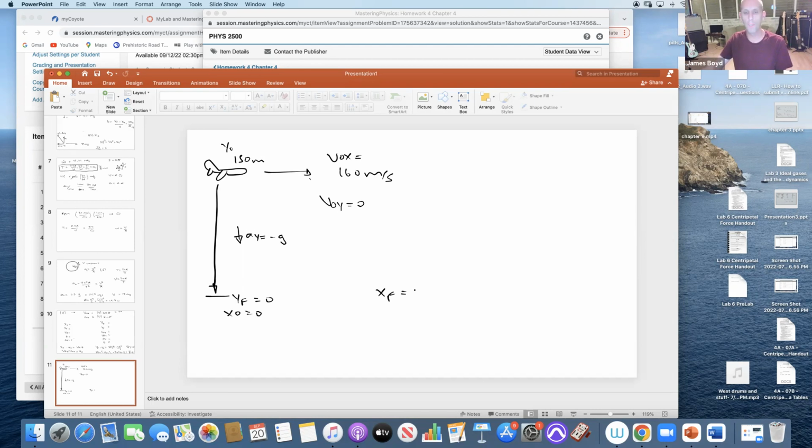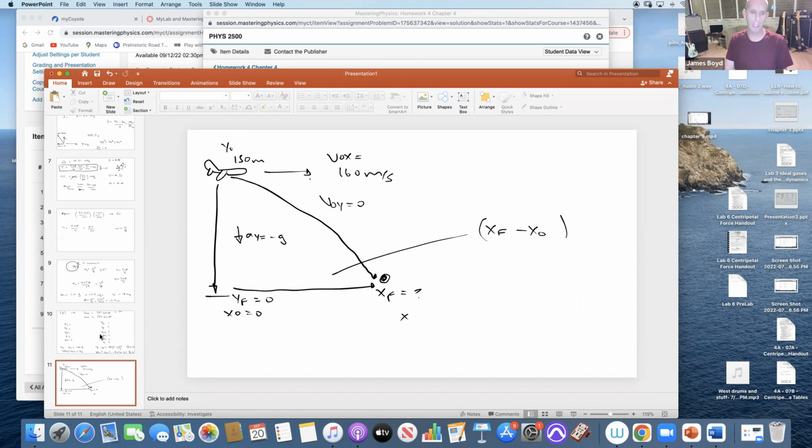We want to find what X final is, because this distance, X final minus X initial, is what we're trying to determine, because that's how far in front of the supply drop we want to unload these supplies so that they come down and hit there. So we're going to try and find X final minus X initial with the following variables.